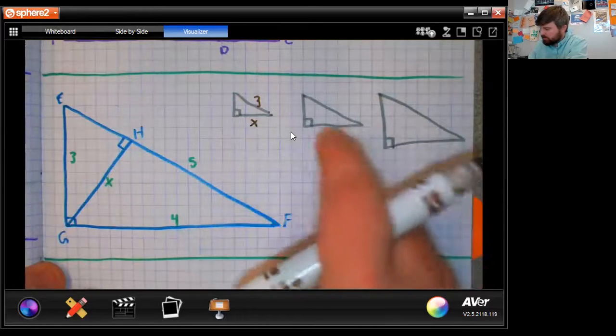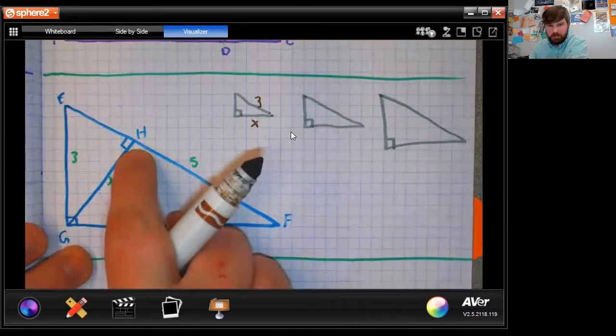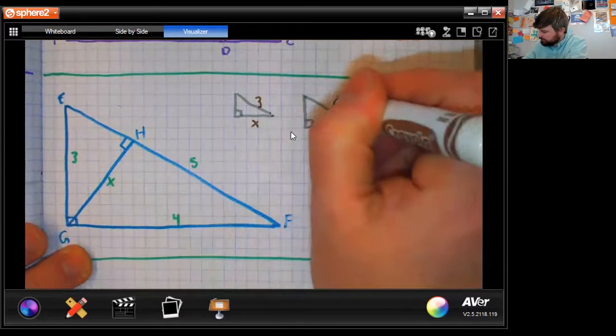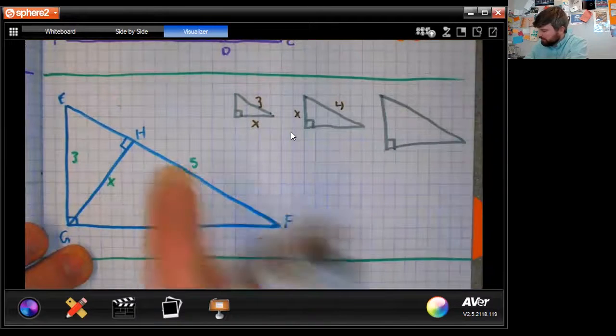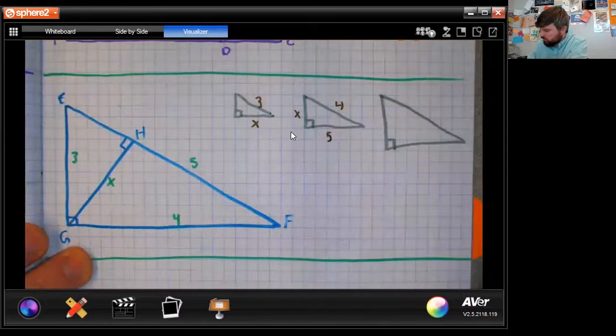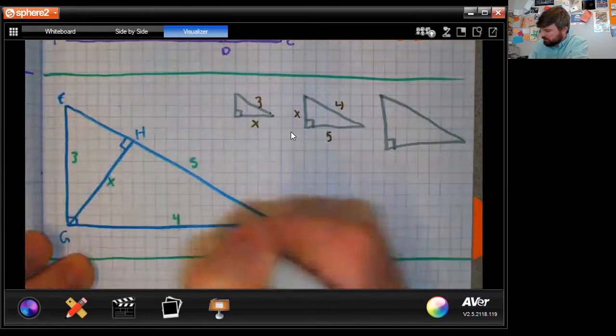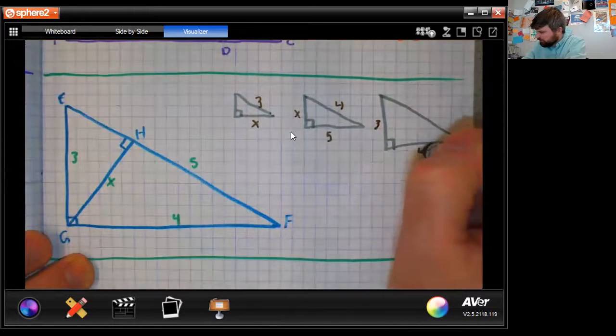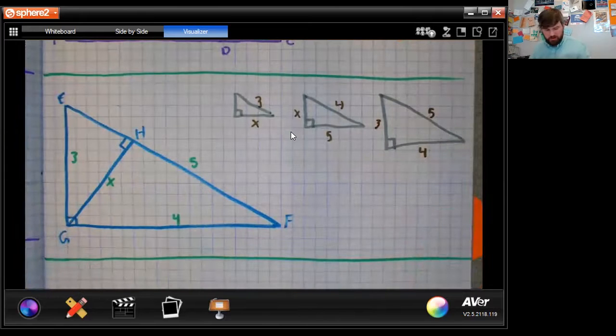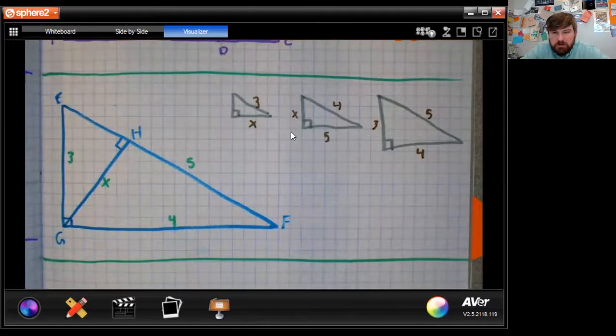And then on our medium one, my right angle would be up here. The hypotenuse is 4. The short side would be X, and the long leg would be 5. And then in our large one, it looks like we've got a 3, 4, 5 right triangle. So 3, 4, 5. And on this, all I want to do here is find X. And there are several different ratios you can use to find your X. And I'm going to look at 2 of them here.